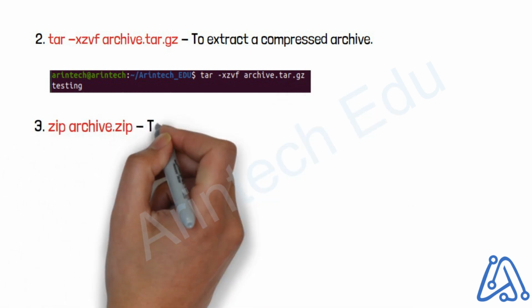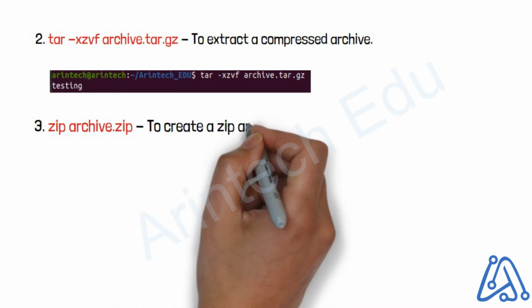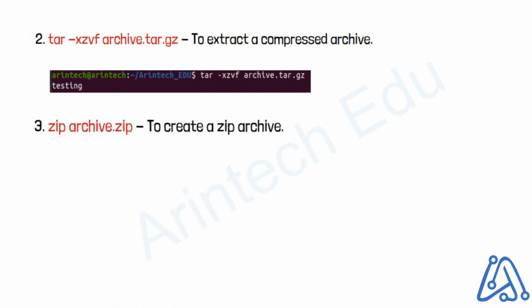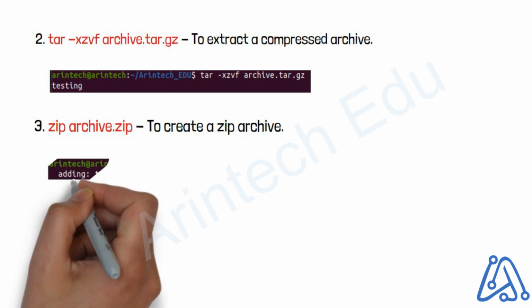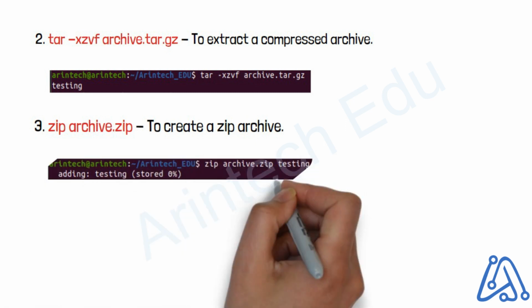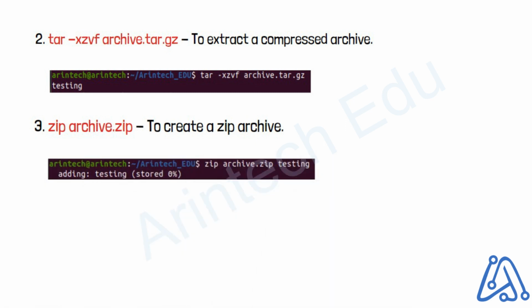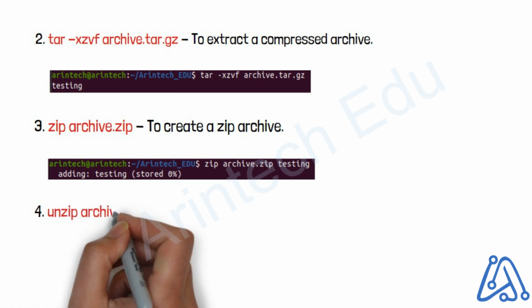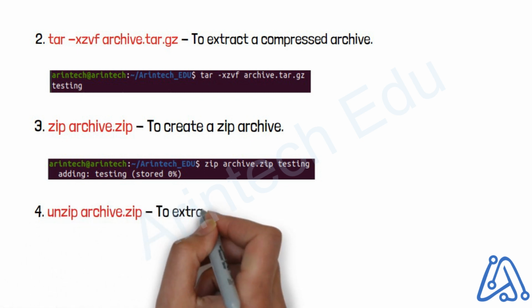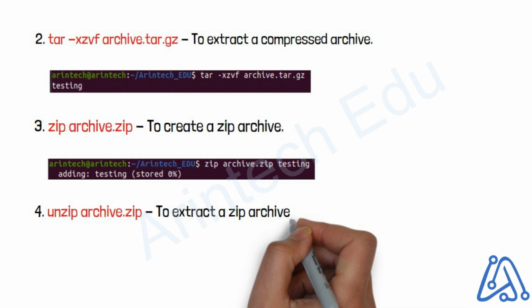3. zip archive.zip, to create a zip archive. 4. unzip archive.zip, to extract a zip archive.